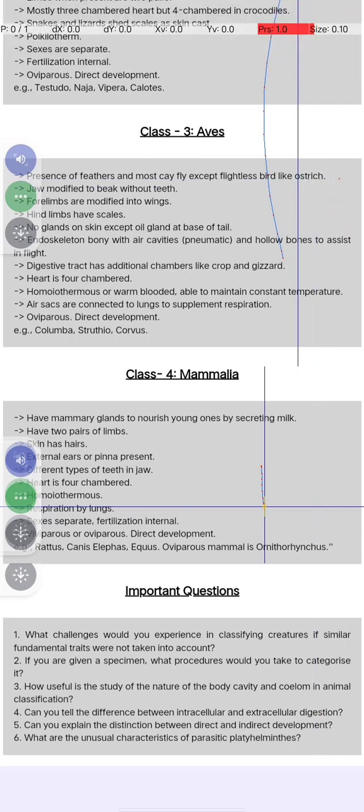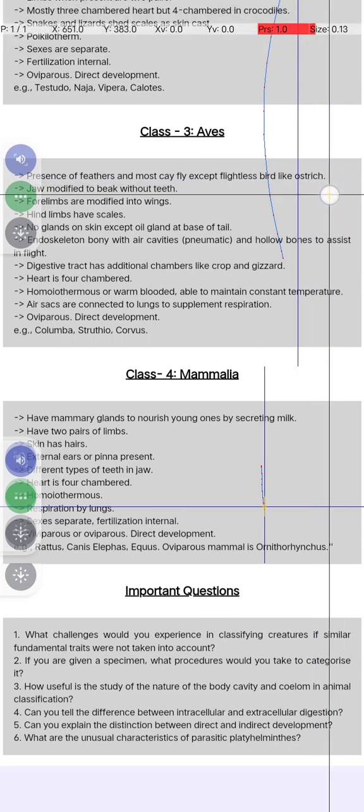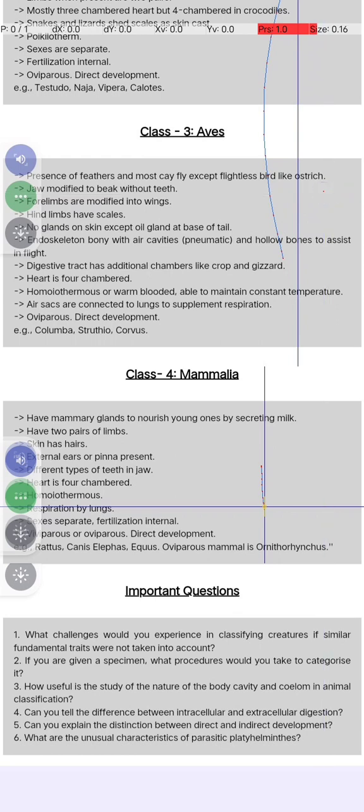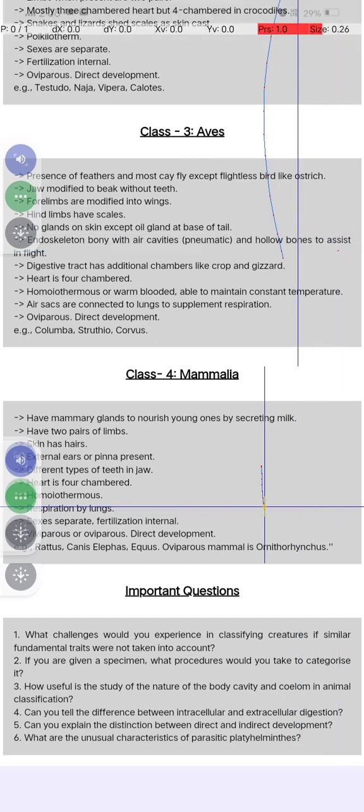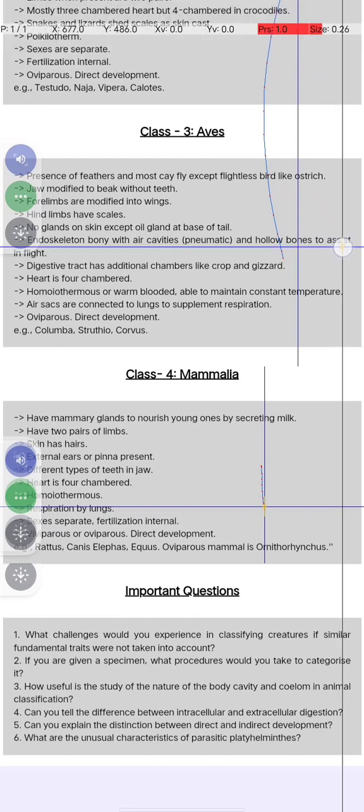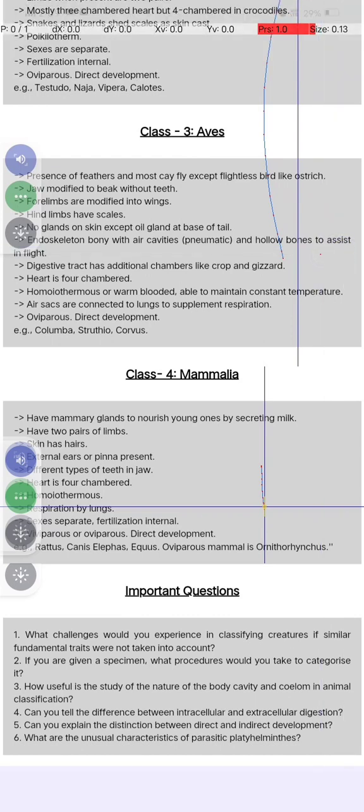उसके बाद हमारा है Aves, class 3: presence of feathers and the most of them can fly except flightless birds like ostrich, without teeth, and the forelimbs are modified into the wings and the hind limbs have scales, and no glands on the skin except oil gland at the base of tail. Endoskeleton bony with air cavities, and the pneumatic and the hollow bone to assist flight.